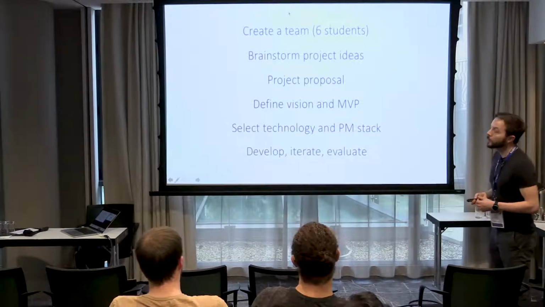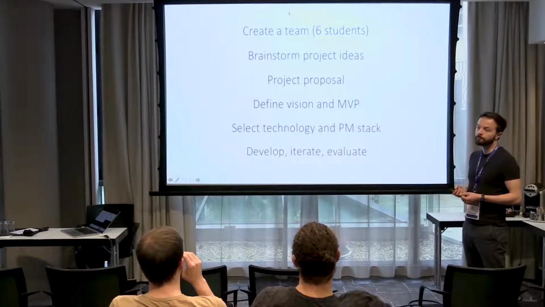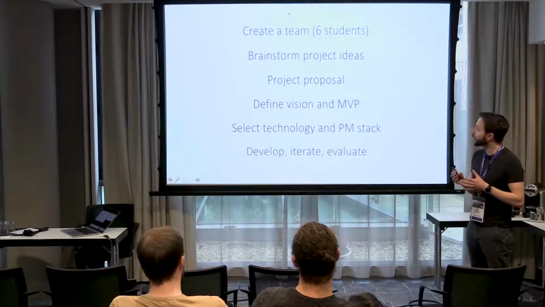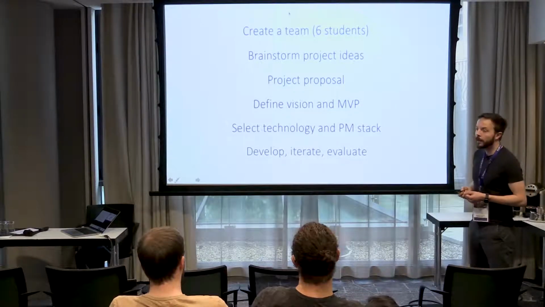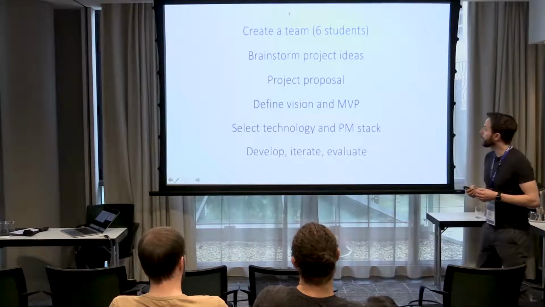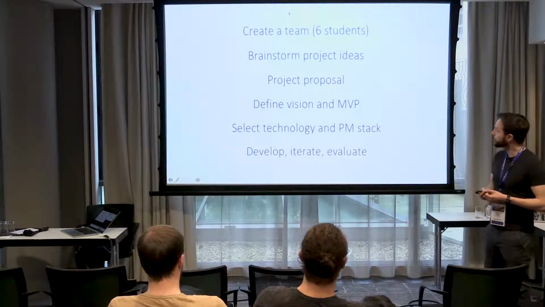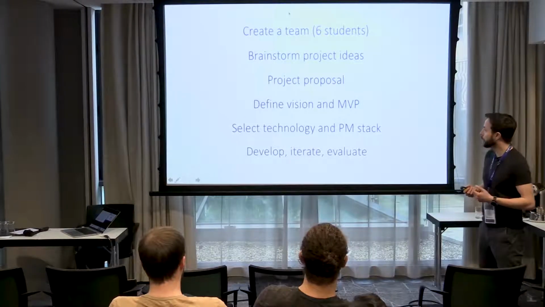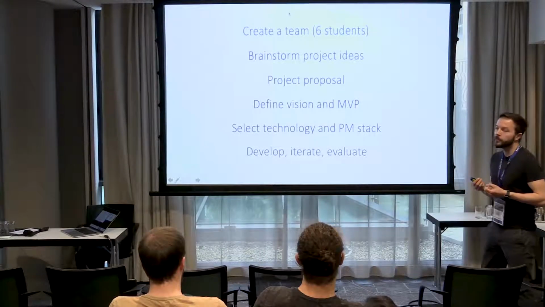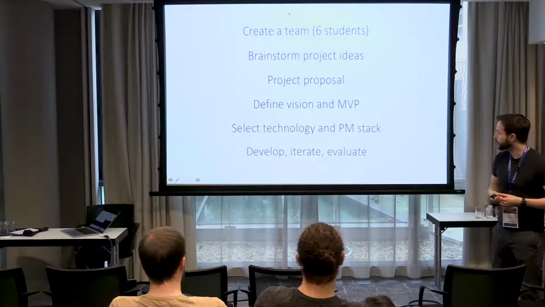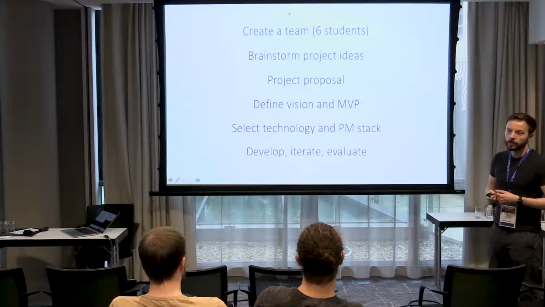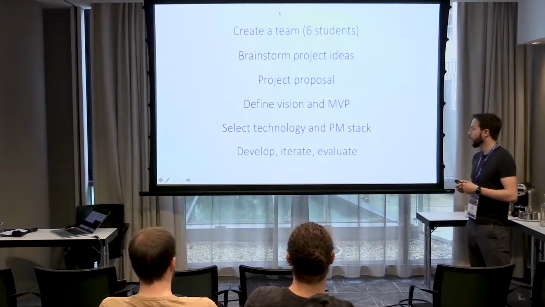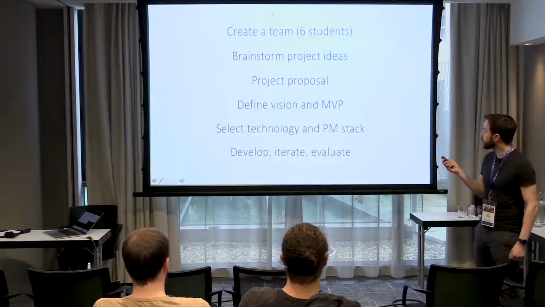So basically, we started with creating the team. We needed 6 students in the team. Basically, we started with the interviews and finding the best people for the project. After we got a team, we started to brainstorm project ideas, eventually which led to project proposal and approval. The next step was to define the vision and MVP of this project. Also, we needed to select technologies and project management stack. Next step, develop, iterate, and evaluate the solution.